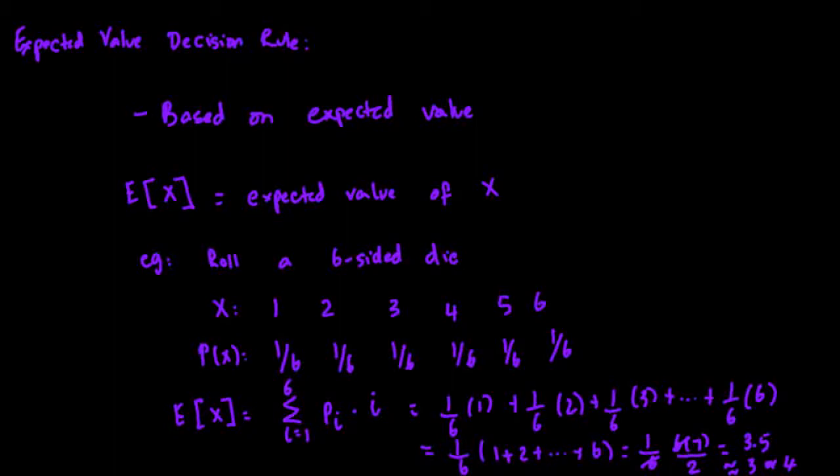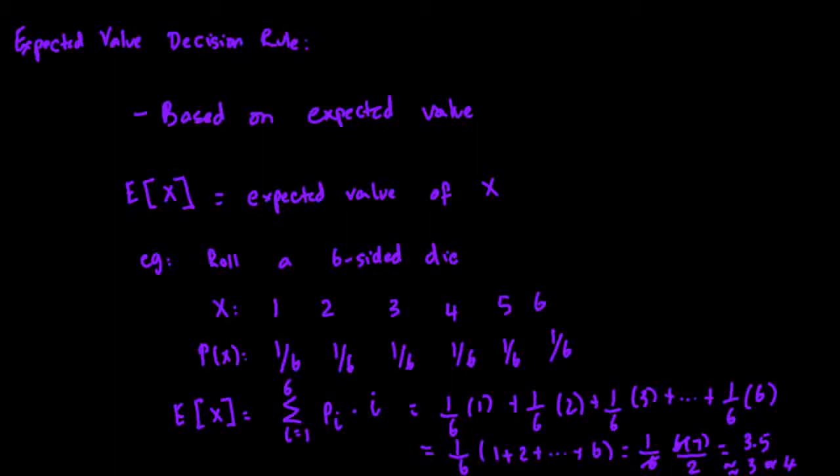So according to the sum, it spans over i equals 1 up to 6. And in the sum, we are summing elements where we find the product for each i. We take the probability of i and we multiply it by the outcome, which is nothing but i in this case. So I take the probability of the first outcome, multiply it by the value of the outcome, the probability of the second outcome, multiply it by the value of the second outcome, and so forth.